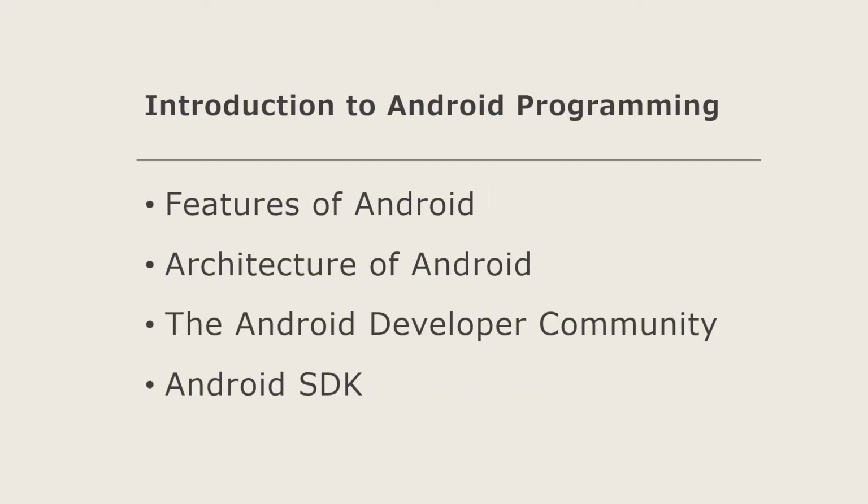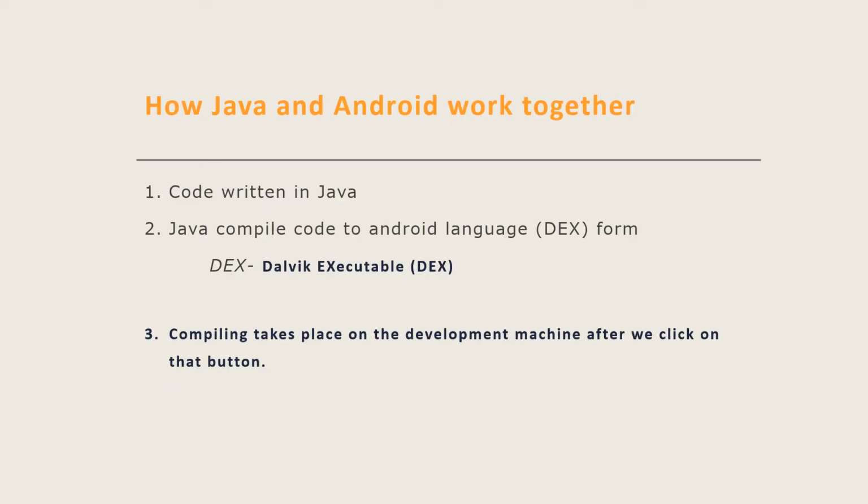So in programming Android, we will talk about features of Android, architecture of Android, the Android developer community, and the Android SDK. So how Java and Android work together. First, in programming a mobile application in Android, we normally create code using Java. And at that point, we need to compile the code which is written in Java.